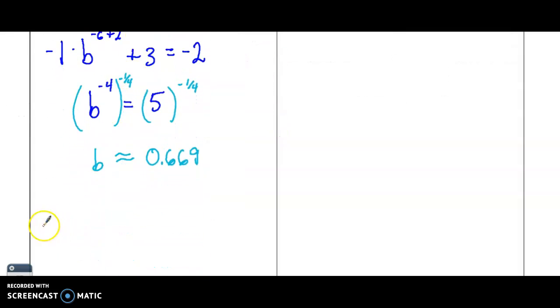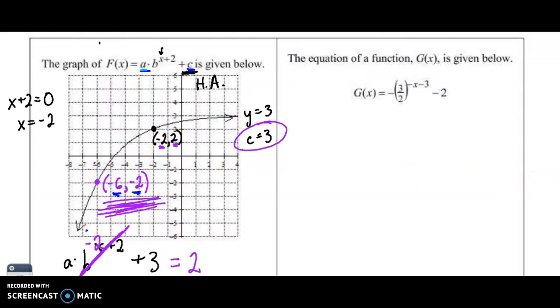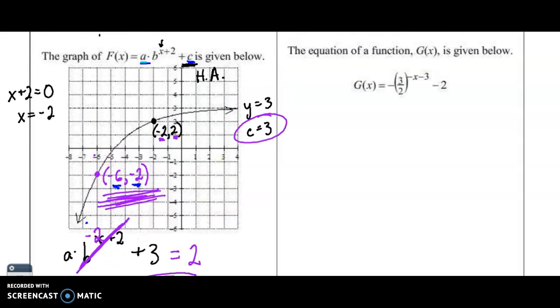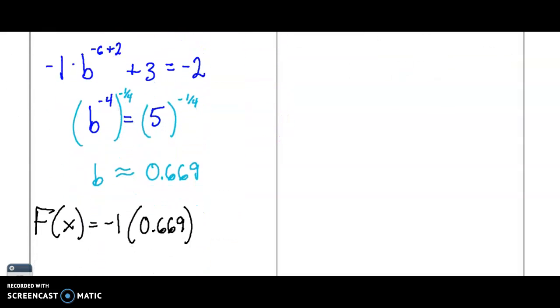Let's see. I think they called it F. Capital F? Yeah. F is equal to negative 1 times the base we just found. Feel free to round to the positive x plus 2 power plus 3.